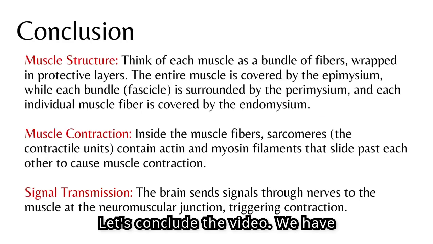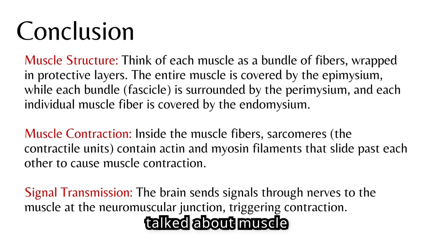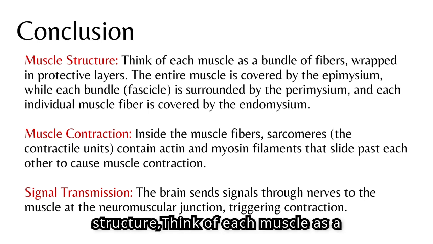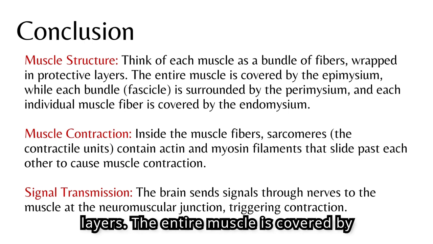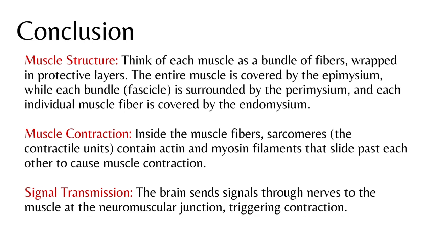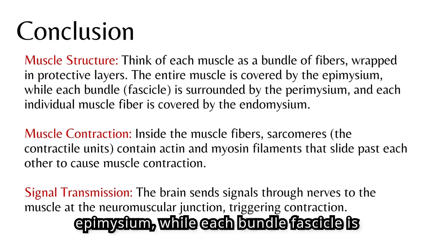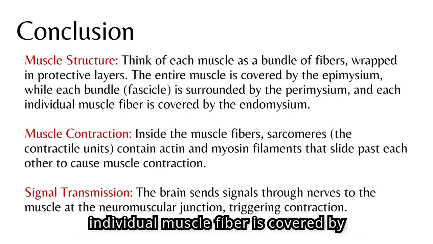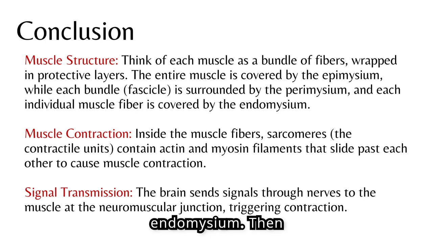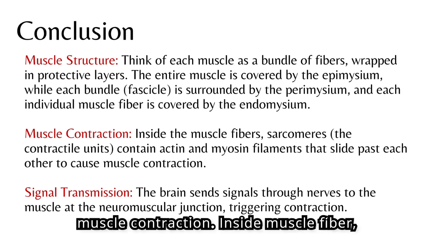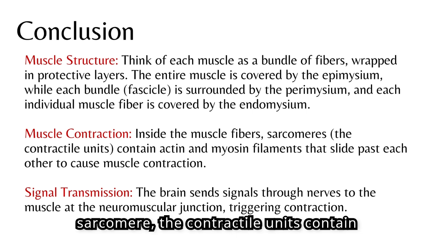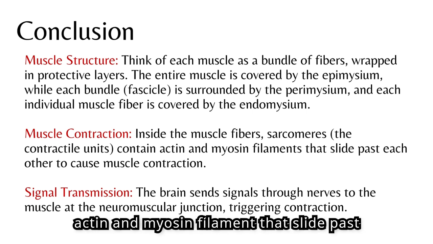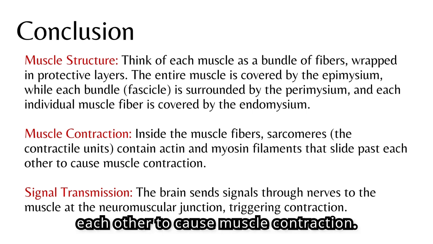Let's conclude the video. We have talked about muscle structure. Think of each muscle as a bundle of fibers wrapped in protective layers. The entire muscle is covered by epimysium, while each bundle, fascicle, is surrounded by perimysium, and each individual muscle fiber is covered by endomysium. Then there is muscle contraction. Inside muscle fiber, sarcomeres, the contractile units, contain actin and myosin filaments that slide past each other to cause muscle contraction.